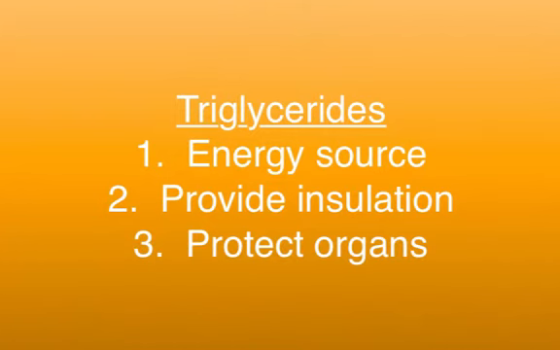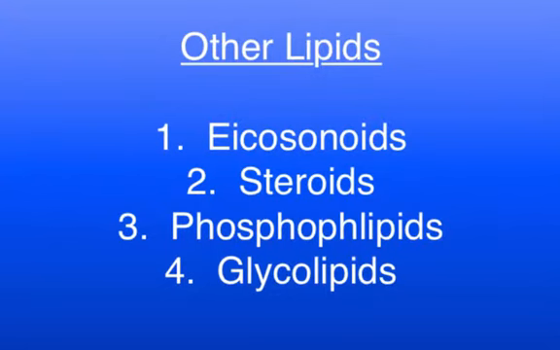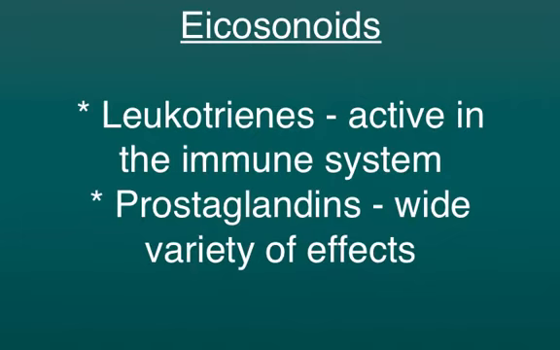Triglycerides have 3 important functions. They act as an energy source for the body, they provide insulation for the body, and they protect important organs inside the body. Other types of lipids include eicosanoids, steroids, phospholipids, and glycolipids. Eicosanoids are lipids that include leukotrienes and prostaglandins. Leukotrienes are active in the immune system, and prostaglandins have a wide variety of important effects in the body.